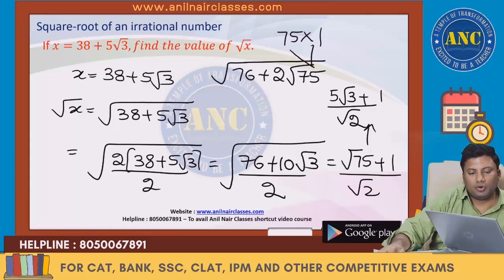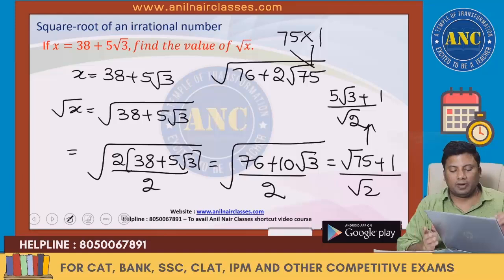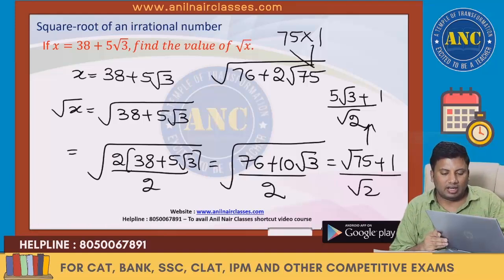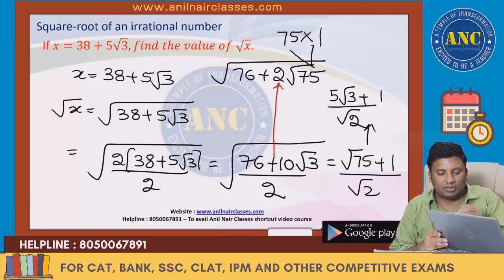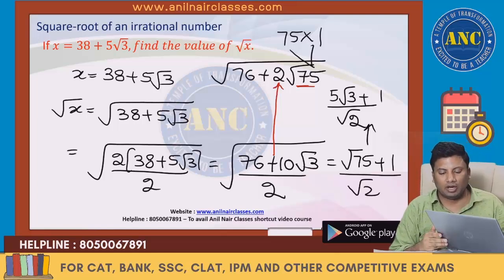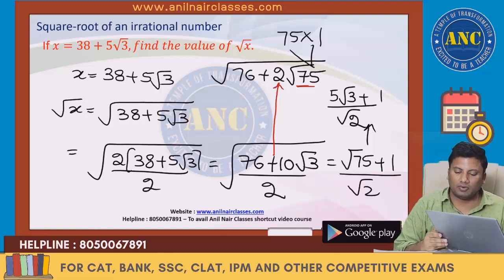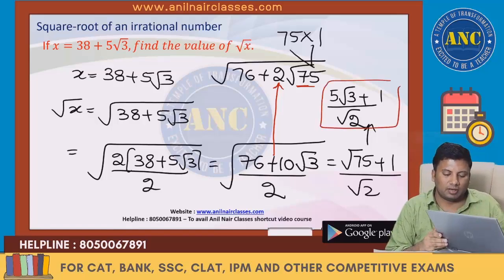38 plus 5 root 3. Root x is root of 38 plus 5 root 3. Multiply and divide by 2. 76 plus 10 root 3. So 10 is nothing but 2 into 5. 5 goes inside, it becomes 25. This value became this one. So the square root of this is 75 into 1, root 75 plus 1 by root 2. So it is 5 root 3 plus 1 by root 2.